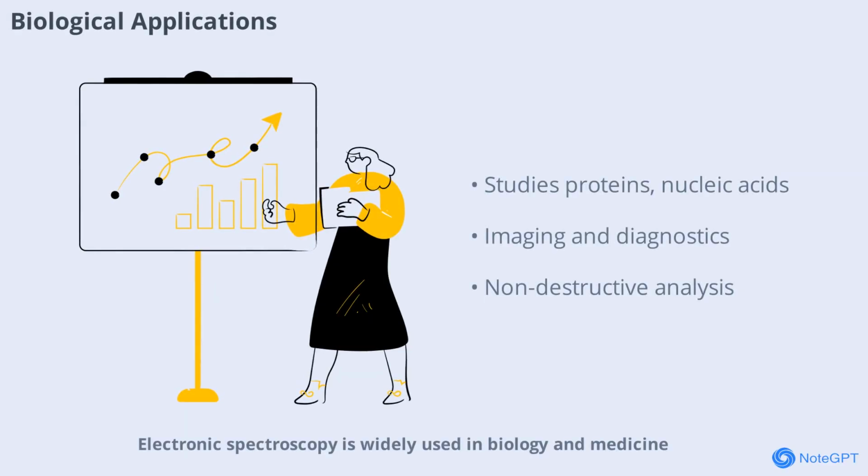Electronic spectroscopy is widely used in biology and medicine. It helps study proteins, nucleic acids, and other biomolecules. Techniques like fluorescence spectroscopy are essential for imaging cells, diagnosing diseases, and tracking biological processes in real time. The non-destructive nature of these methods makes them ideal for sensitive biological samples.